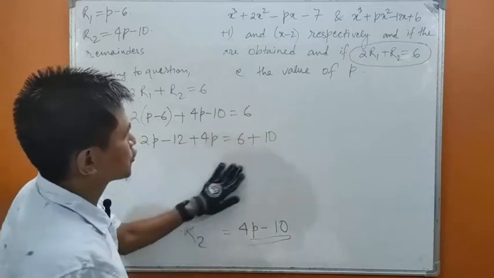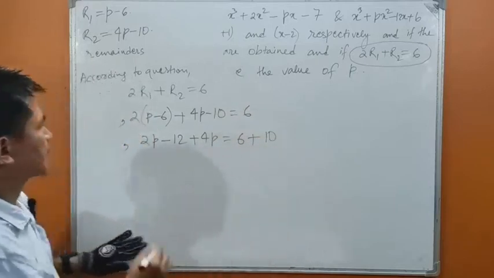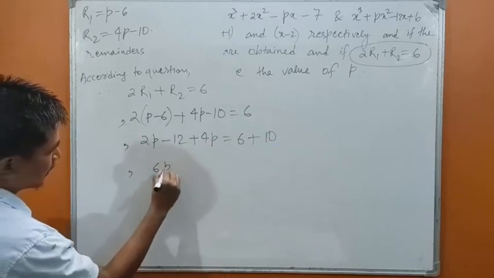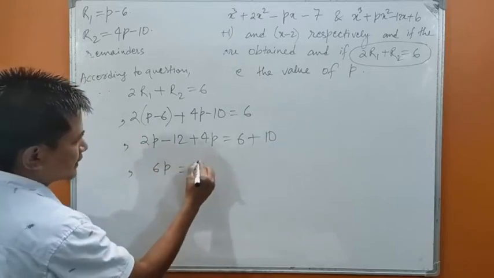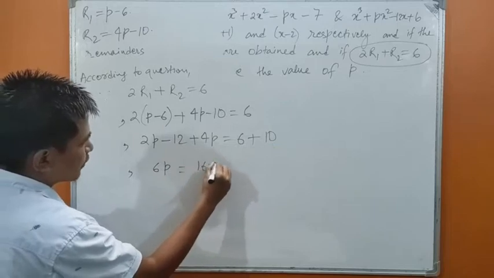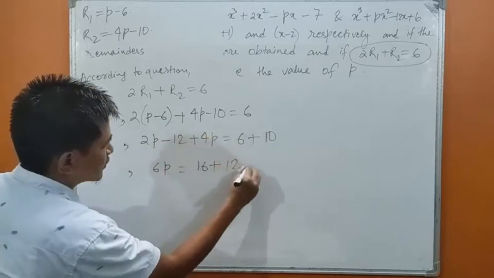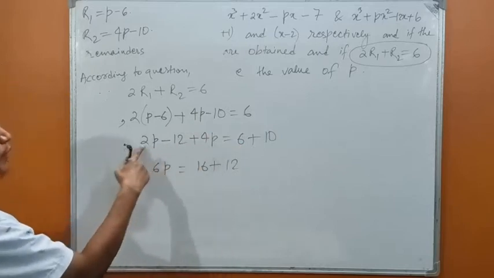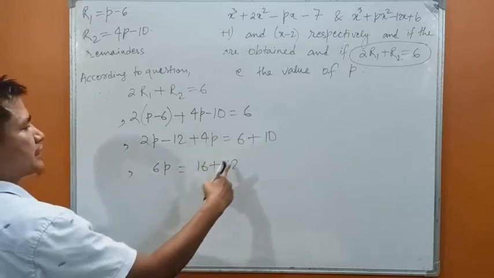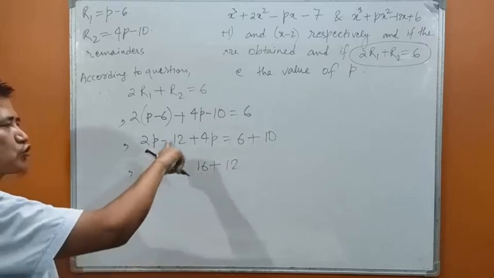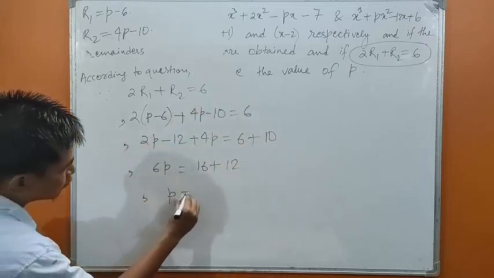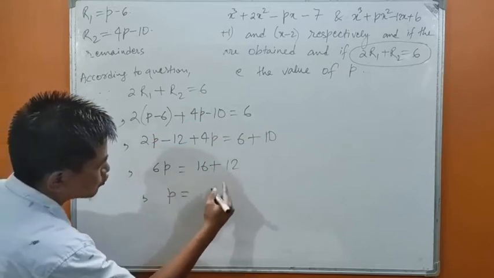Let's transpose it to the right hand side. 2p plus 4p is 6p. 6 plus 10 is 16 on the right hand side. Now minus 12, when we take it to the right hand side, becomes plus 12. So 6p equals 16 plus 12.